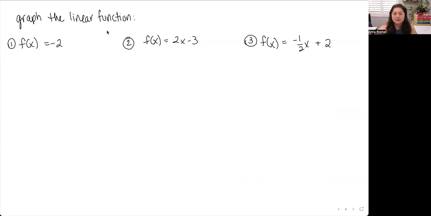Okay, so here we are. It says to graph the linear function. One of the things I want to make sure that we know, and it's super important, is anytime we have f of x or g of x or w of x or f of w or whatever the case may be, anytime I have something in this format and the letters can change, that is the same thing as y. So I can replace this guy with y equals -2. I can replace this guy with y equals 2x minus 3. Again, this guy with y equals -1/2 x plus 2.